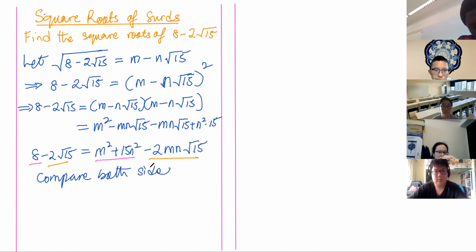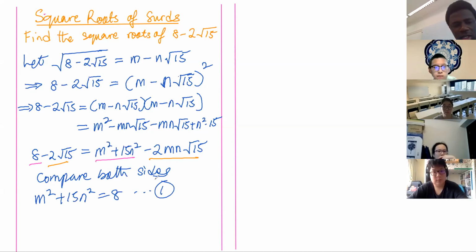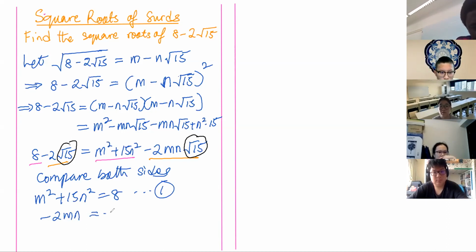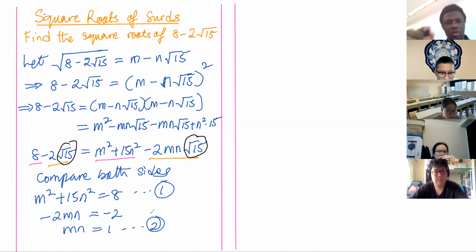If you compare both sides, then it means m squared plus 15n squared is equal to 8. That would be equation 1. The second part, when you compare, you only look at the coefficient of root 15, which means anything before root 15. You don't need to write everything. So anything before root 15 is minus 2mn, equal to minus 2, which means actually mn is equal to 1. So that would be your equation 2. Does that make sense?